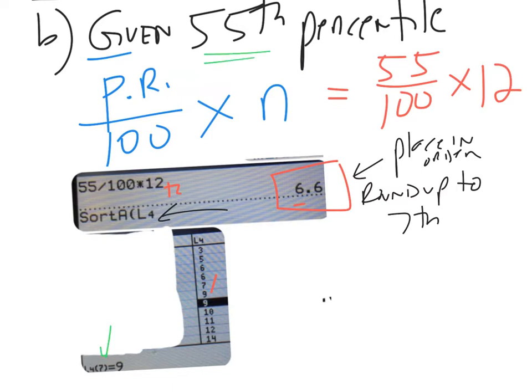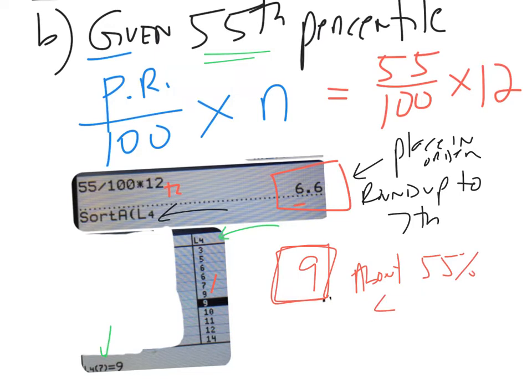So take a picture of your calculator's list sorted. Here the 7th number in the list corresponds to the data value of 9. So that's our answer. That means about 55% of the data is less than or equal to 9. About, give or take.